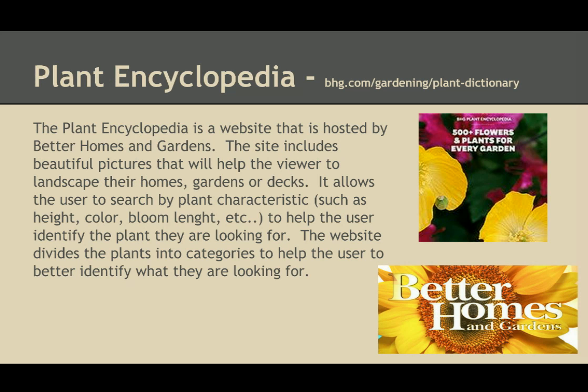The other website that we're going to use is Better Homes and Garden's Plant Encyclopedia. Better Homes and Garden has this great database of plants on their website that helps the viewer to landscape their homes, gardens, or deck. It also allows the viewer to search by plant characteristics such as height, color, bloom, whether the tree is a messy tree, how it reproduces, things like that. And it'll help them to identify those trees that they're looking for. The website also divides plants into categories to help the user to better identify the specific type of plant.